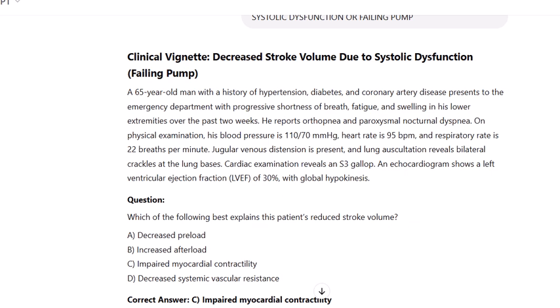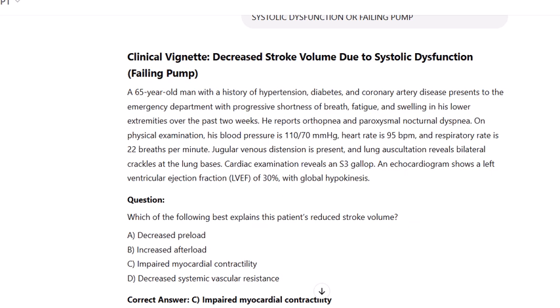On physical examination, his blood pressure is 110/70 mmHg, heart rate is 95 BPM, and respiratory rate is 22 breaths per minute. Jugular venous distension is present, and lung auscultation reveals bilateral crackles at the lung bases. Cardiac examination reveals an S3 gallop. An echocardiogram shows a left ventricular ejection fraction, LVEF, of 30% with global hypokinesis.